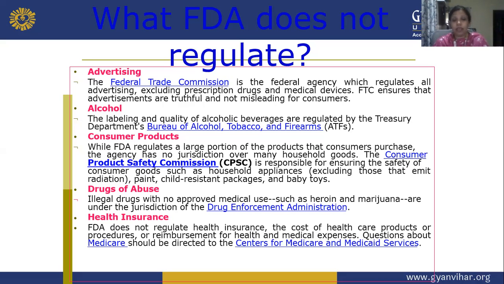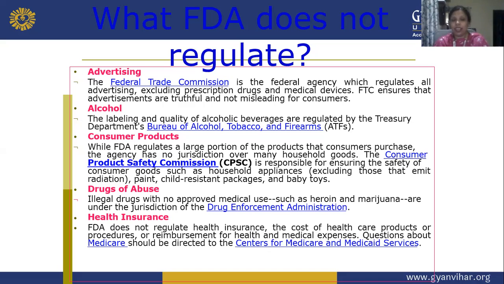Now the third one is consumer products. If some consumer products are there, what do we need to do? While FDA regulates a large portion of the products that consumers purchase, the agency has no jurisdiction over many household goods. The Consumer Product Safety Commission is responsible for ensuring the safety of consumer goods such as household appliances, excluding those that emit radiation, paint, child-resistant packaging, and baby toys.